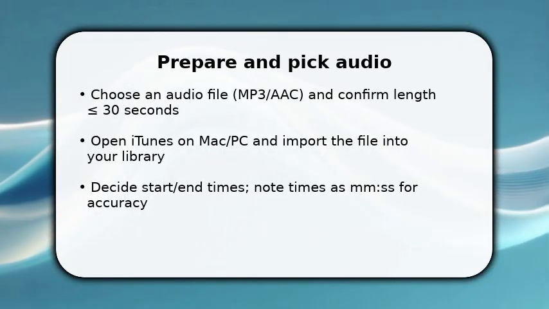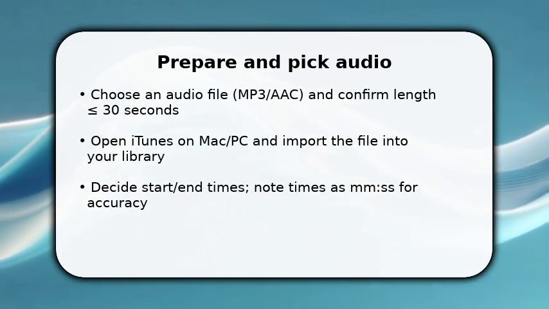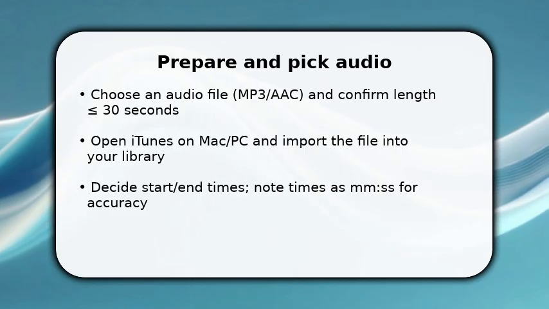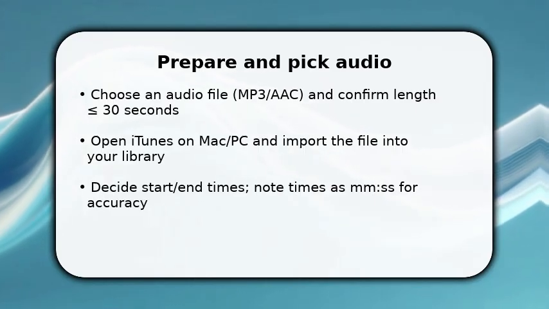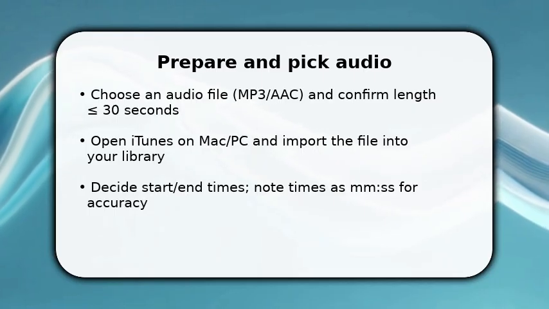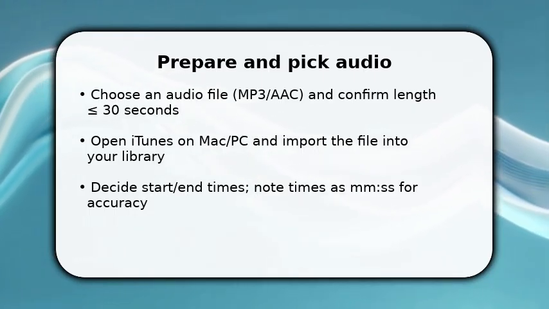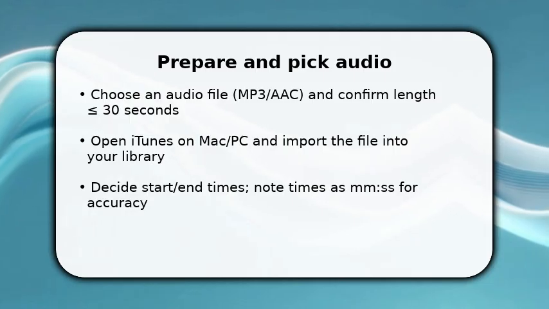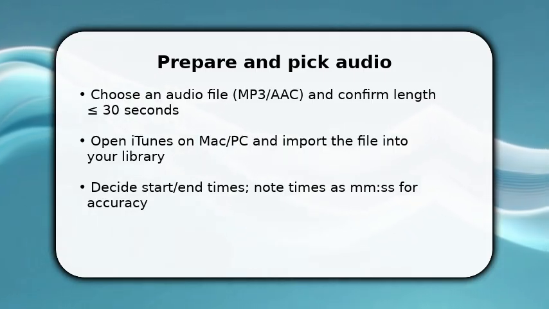You start by selecting the sound you want. Make sure it's an MP3 or AAC and under 30 seconds because iPhone ringtones must be short. Once chosen, import the file into iTunes and listen to find the exact start and end timestamps. Make note of those times in SS form. You'll use them to create a trimmed version.